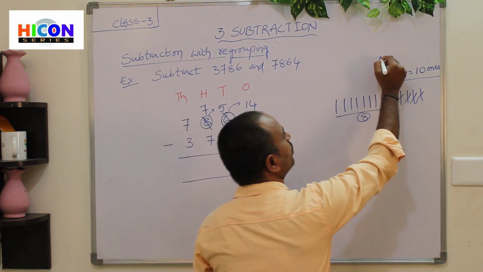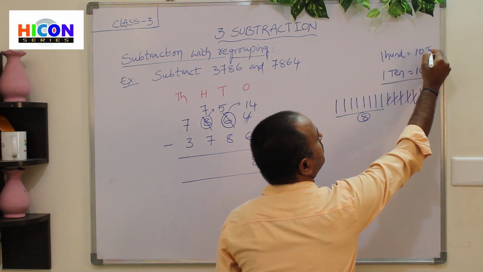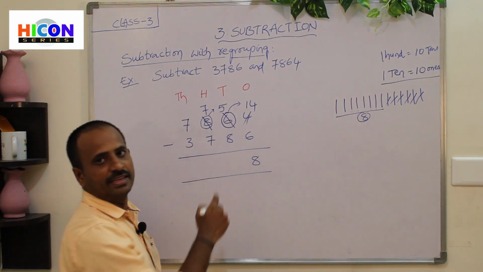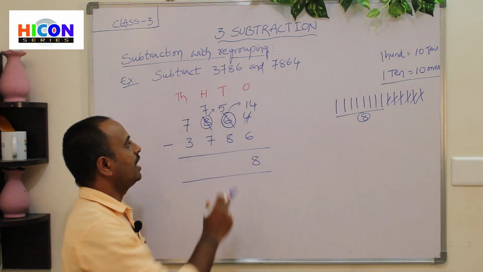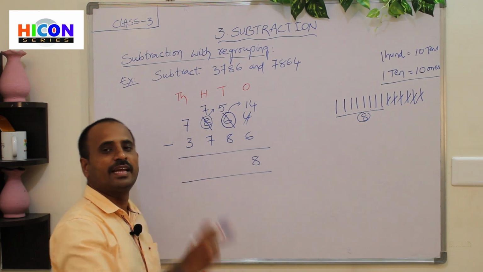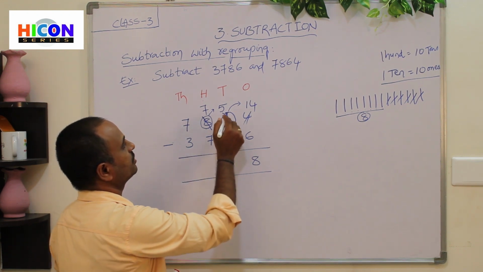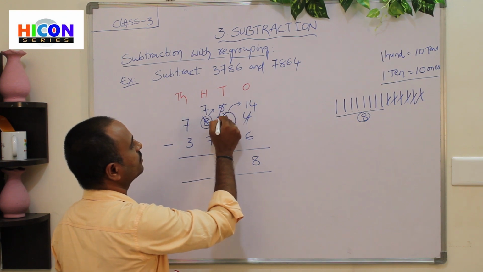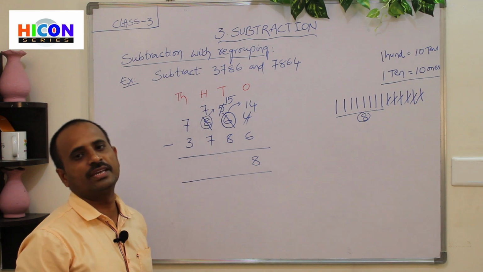If 100 is carried to tens place, then how many tens does it become? 100 is equal to how many tens? 100 is equal to 10 tens. So if 100 is carried to tens place, it becomes 10 tens. Already 5 tens are there. This is 10 tens and 5 tens. Total becomes 15 tens. So write 15 here. Now do the subtraction.